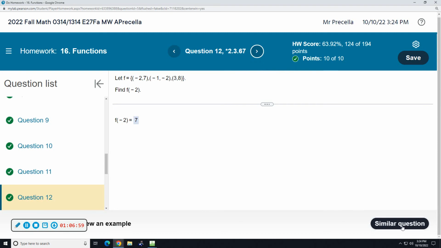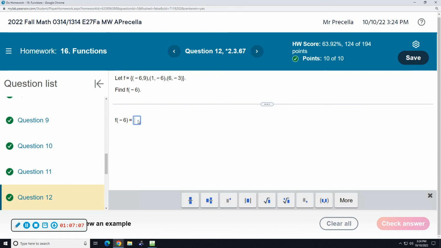Just for the record, just for the heck of it, if someone wanted, I've taken number 12 and said a similar question. What number would I type in here? A 9. Can y'all see that? X is -6. Notice there are 2 ordered pairs with -6, but the one in which -6 is an x is this first one. Y is 9.